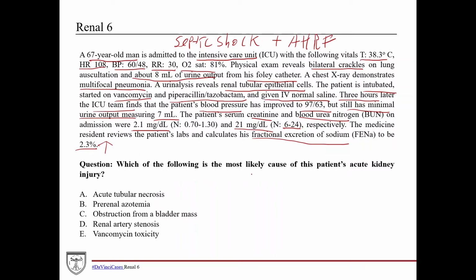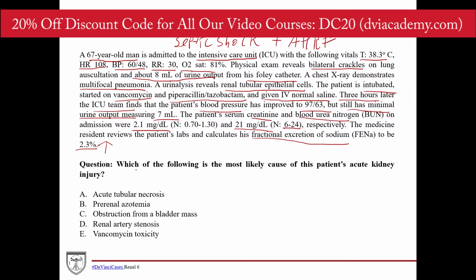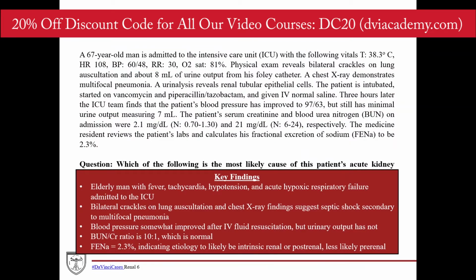So the question's asking, which of the following is the most likely cause of this patient's acute kidney injury? So given a number of clinical features here, a number of labs, some physical exam findings, you've got to put this all together. This case is really about putting the whole picture together. So let's summarize the key findings like we usually do.